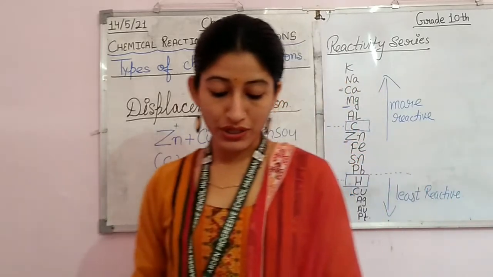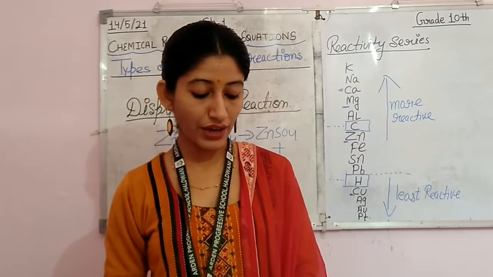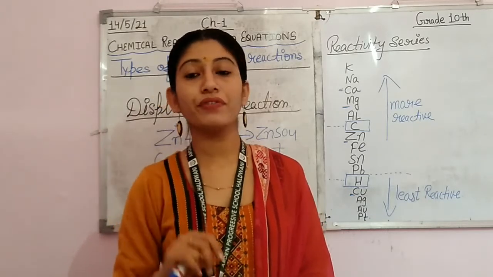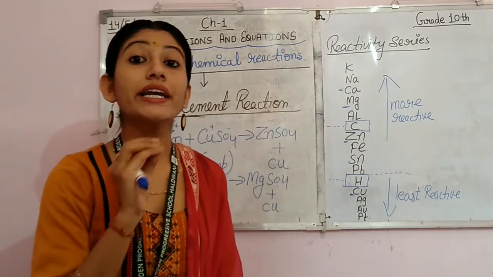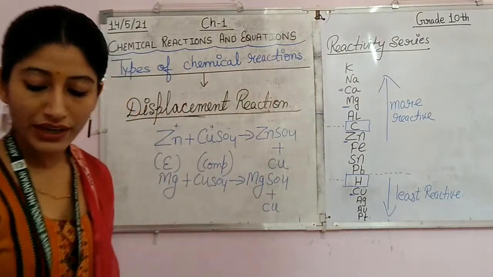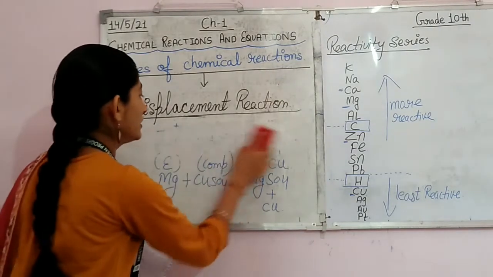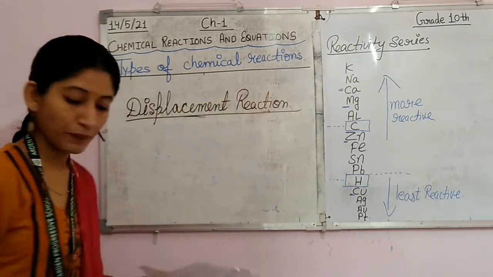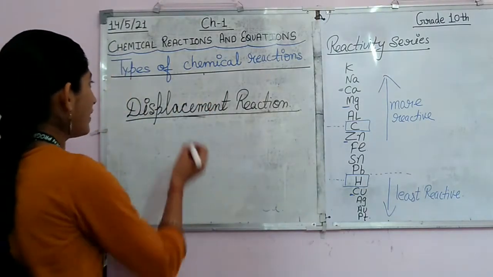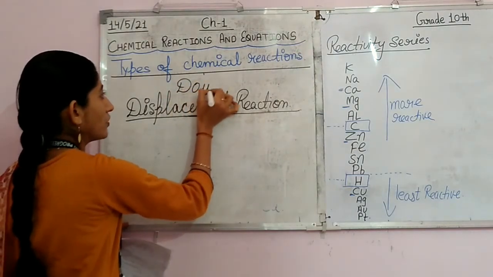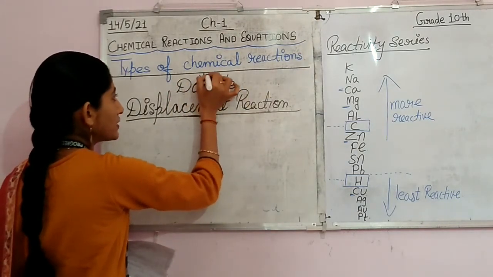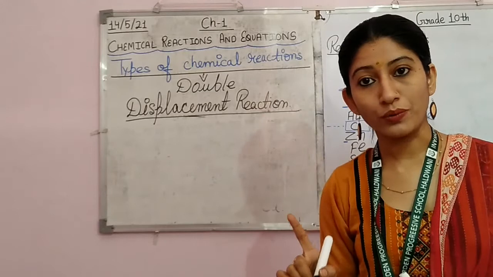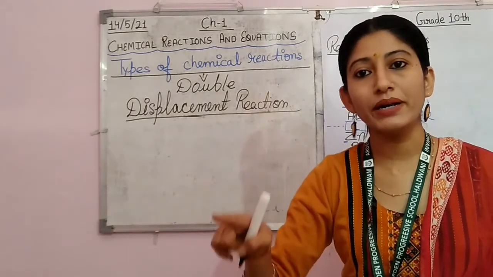Now students, as we have discussed the displacement reaction, I hope that you all have heard about another type of reaction, that is called double displacement. So when we add the word double in the place of displacement, suppose I am adding double displacement, then what happens? Now see, about displacement you all know. So what happens in case of double displacement?